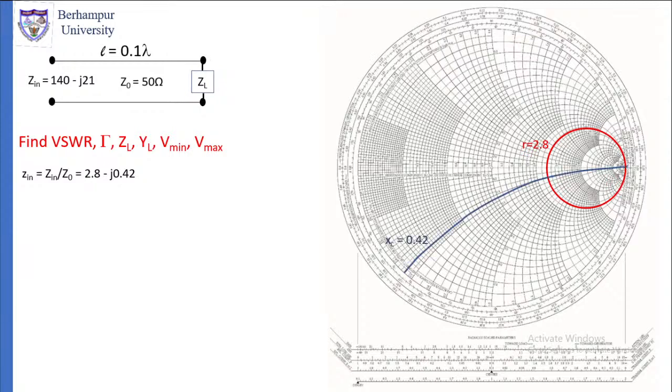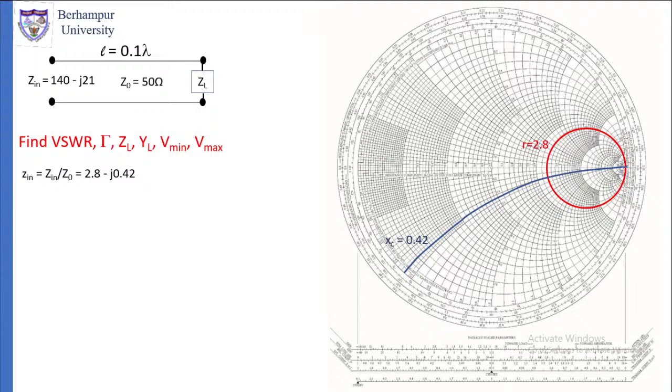Then the next point is, look at these two. There are two circles now: one circle, one arc. The circle is constant, the arc is... R is equal to 2.8. So on the Smith chart, locate the circle for which R is equal to 2.8. How do you find out R is equal to 2.8?